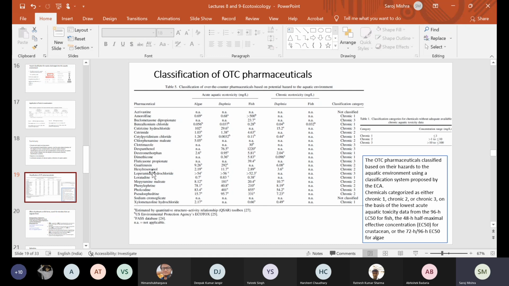Or you have, for example, phenylephrine. Ephedrine is in this category, pseudoephedrine or ephedrine, for example. So when you have a slight cough or something, you just go to a chemist and you get a cough syrup.